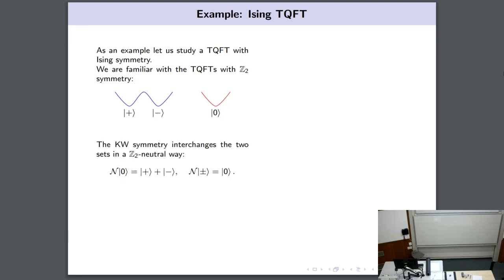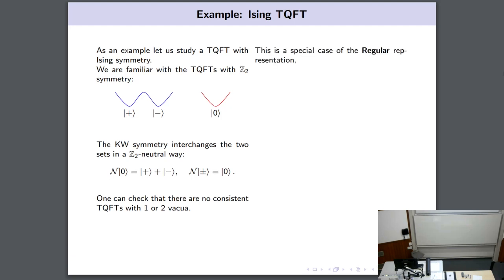Okay, and the Ising example, for Z2 there are two TQFTs, Z2 is potentially broken or not, and these are exchanged by the Kramers-Wannier duality, and this is the action on the vacua, the only one which is consistent with the integer nature of this NIM representation. And you can check that other vacua are inconsistent with this NIM representation.